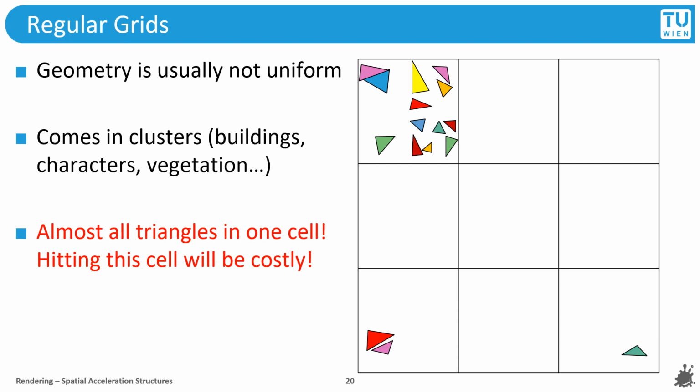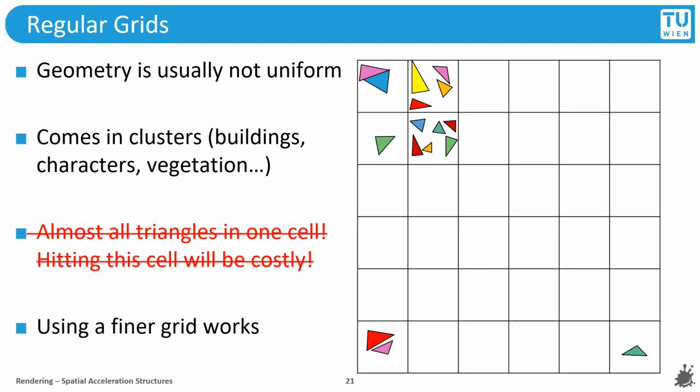So even though this scene has the same total number of triangles, if we take the same 3x3 grid that we used before, now we get rather poor performance because one of the cells contains almost all of the geometry. And that means if we hit that cell, it will be rather expensive because we will be looping over almost all of the triangles that are contained within the scene. So that's rather poor for a spatial acceleration structure.